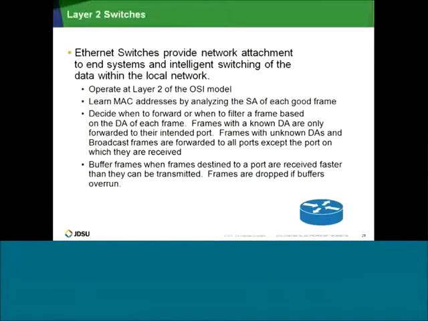Okay. So of course, Ethernet switches provide network attachment and operate at layer 2 of the OSI model. They learn the MAC address by analyzing the source address, decide when to forward, and then of course buffer the frames when frames are destined to a port. Okay, that's really like a summary of layer 2 switches and their jobs.